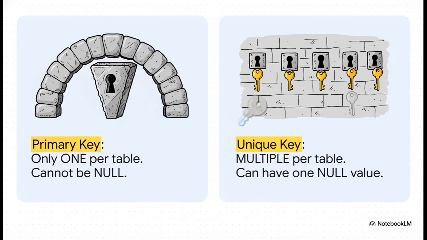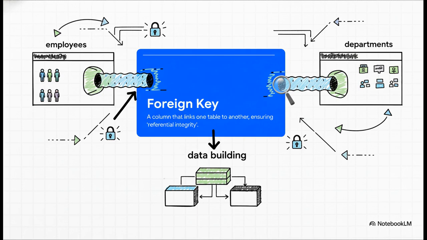Okay, time to connect our rooms. A foreign key is basically the hallway in our data building. It links tables together, like our employees table and our departments table. What this does is enforce something called referential integrity, which is a fancy term that just means you can't assign an employee to a department that doesn't actually exist. This one rule is what prevents so-called orphaned data and keeps the whole structure sound.